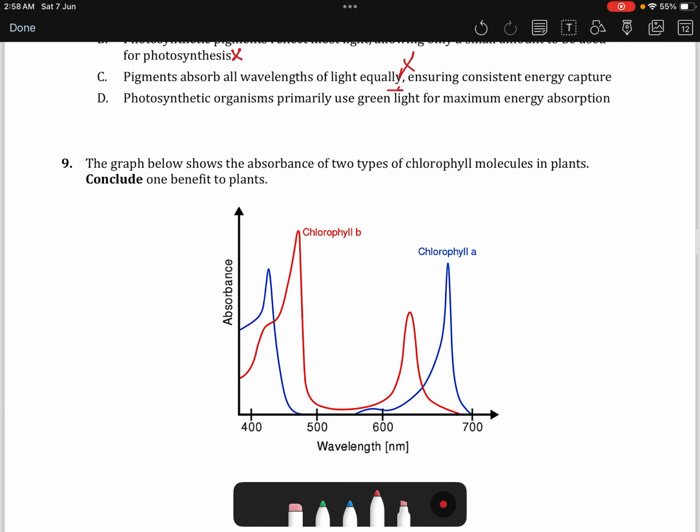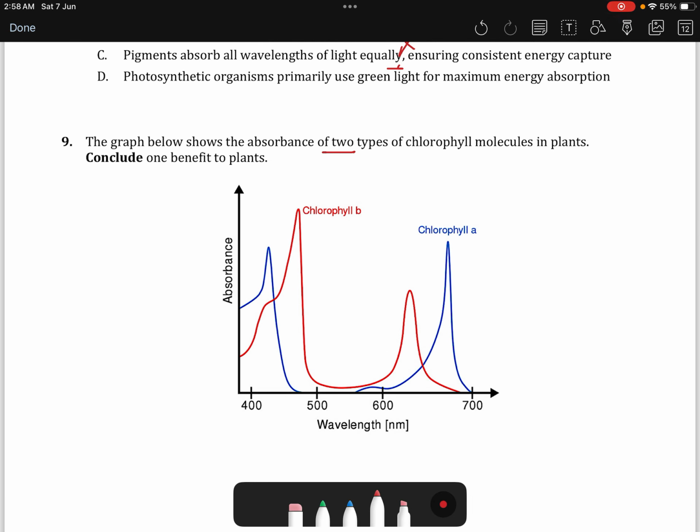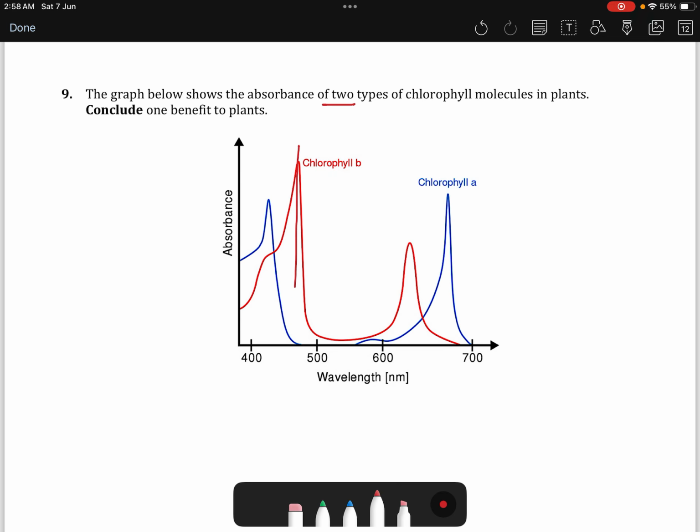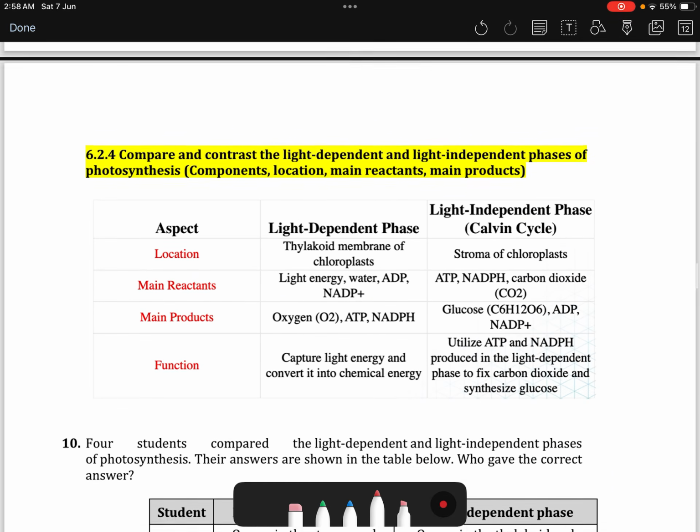The graph below shows the absorptions of the two types of chlorophyll molecules in plants. Conclude one benefit to the plant. So we need to say what's the benefit. When you have the chlorophyll, it enables them to absorb the red light and the blue light. Okay, so blue and red. Or what else you can say? Mainly plants, when they have two chlorophylls, they absorb more light and they help in the conversion of light energy into chemical energy. Please refer to the IPQ answers.